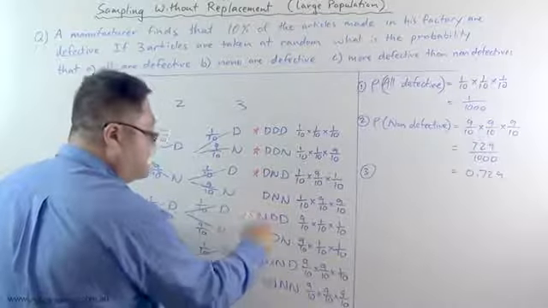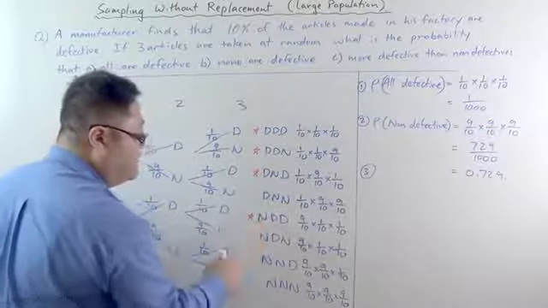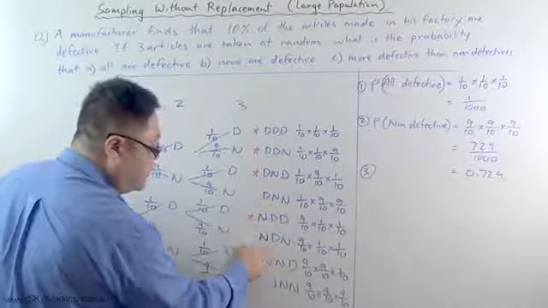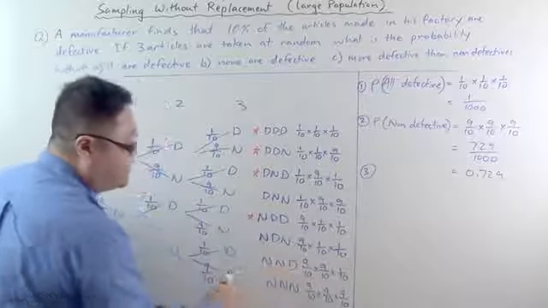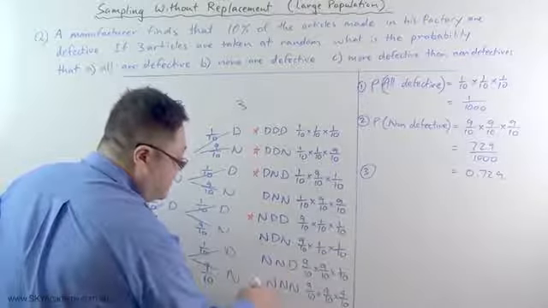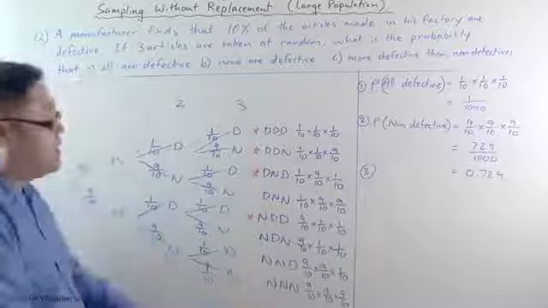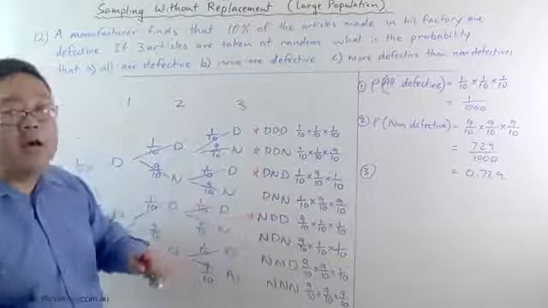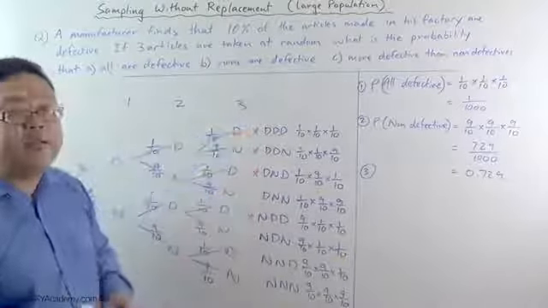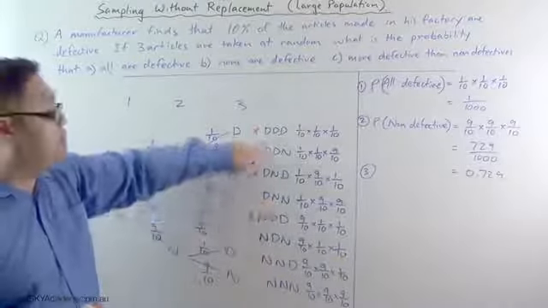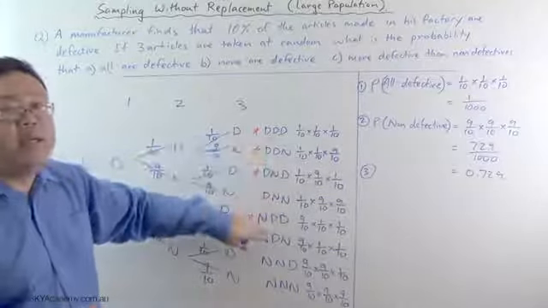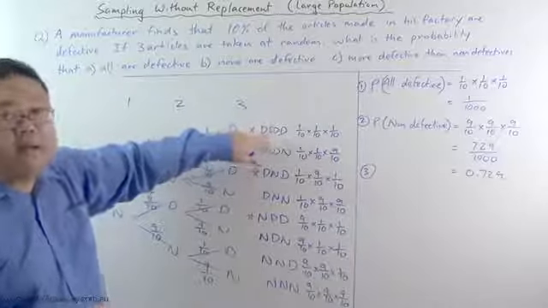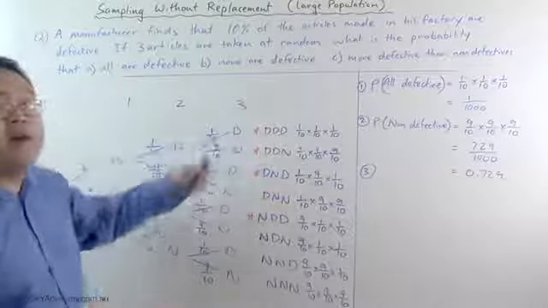2 defective, 1 non-defective. That's going to be included. 2 non, 1 defective. That's not included. 2 non, 1 defective. That's not included. Defective, non-defective, non-defective, non-defective. That's not going to be included. Okay. So in each of the examples where I've highlighted it or put a red star next to it, they're examples where there are more defective items in the random sample than there are not.